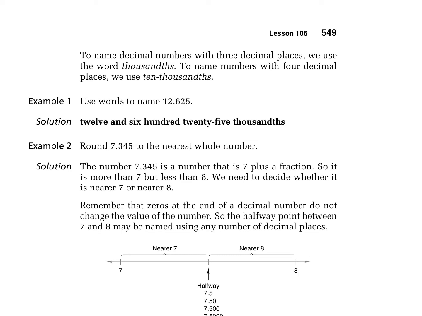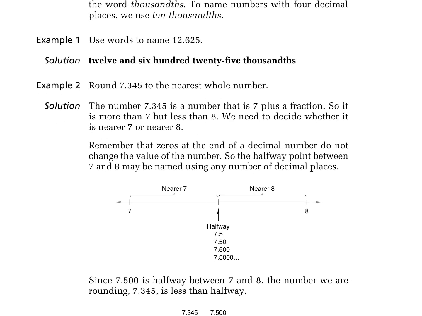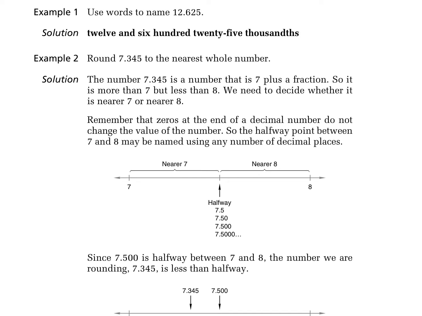So to name decimal numbers with 3 decimal places, we use the word thousandths. To name numbers with 4 decimal places, we use the term 10 thousandths. So we're going to use these words to read example 1. Example 1 is 12 and 625 thousandths, because that's 3. Example 2 says to round 7 and 345 thousandths to the nearest whole number.